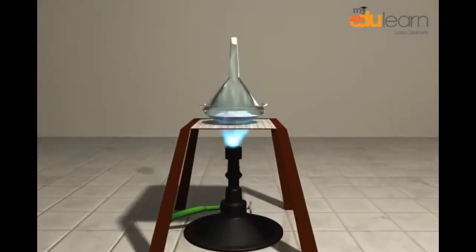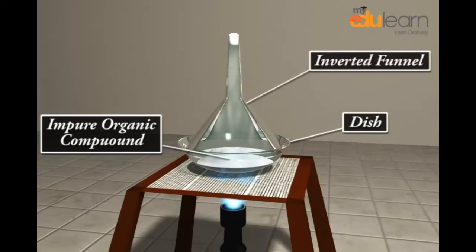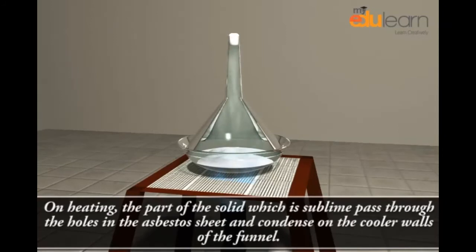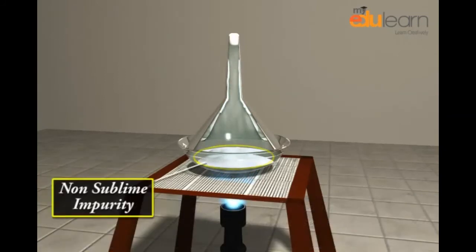The impure organic compound is heated in a dish covered with a perforated asbestos sheet over which an inverted funnel is placed. The stem of the funnel is filled with cotton. On heating, the part of the solid which sublimes passes through the holes in the asbestos sheet and condenses on the cooler walls of the funnel. The non-sublimable impurity is left in the dish.